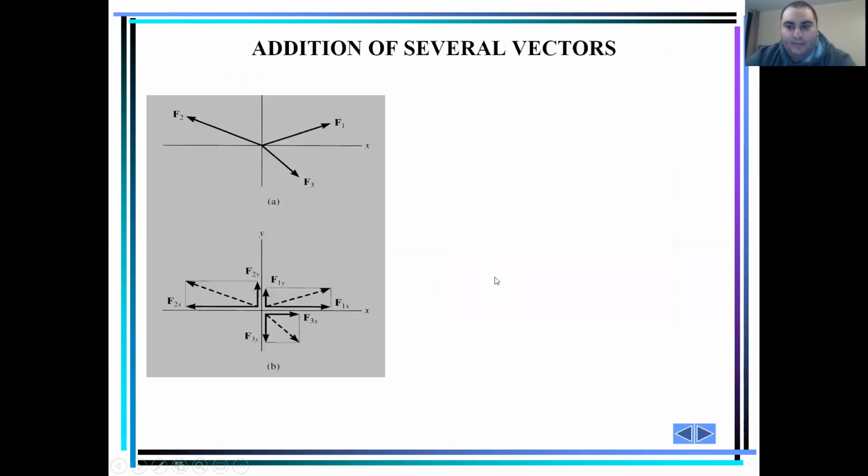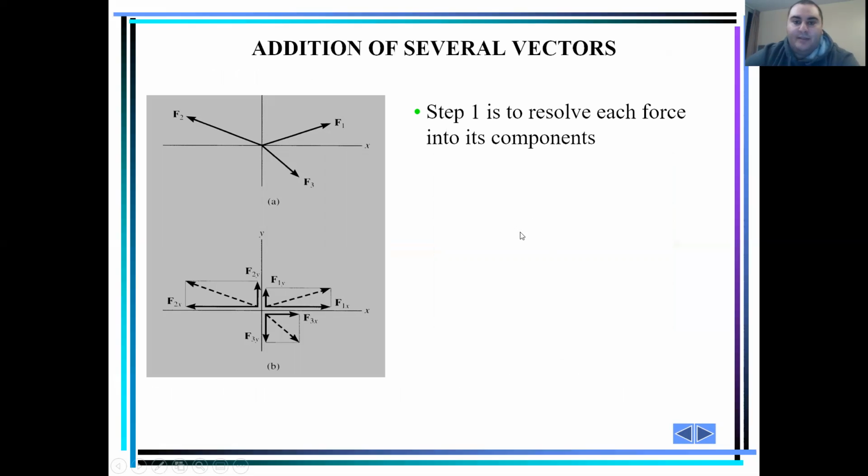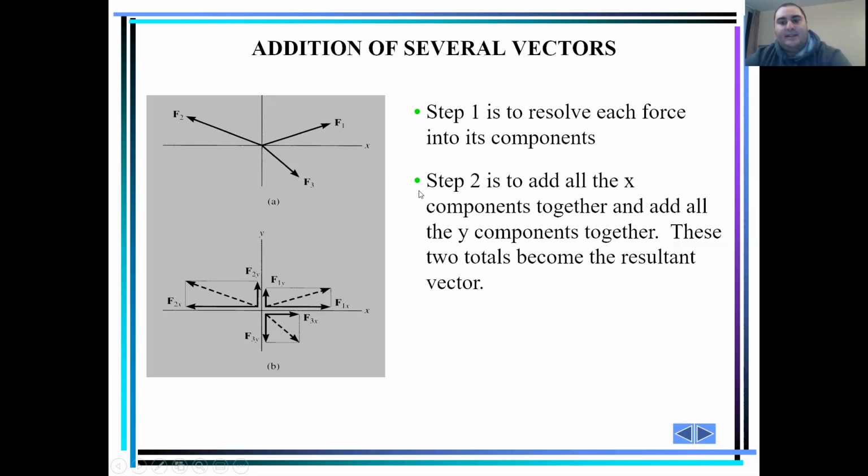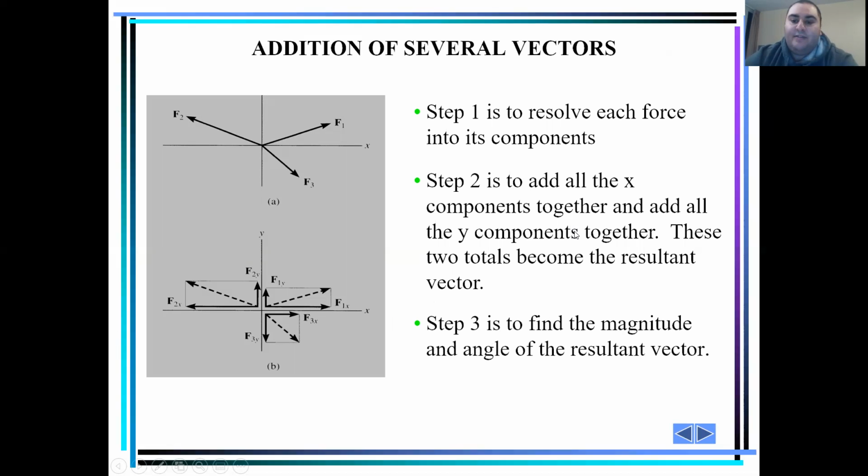So, in conclusion, for addition of several vectors, we use these steps to add them together. Step 1 is to resolve each force into its basic components. Step 2 is to add all the x components together and add all the y components together. These two totals become the resultant vector. And step 3 is to find the magnitude and angle of the resultant force.